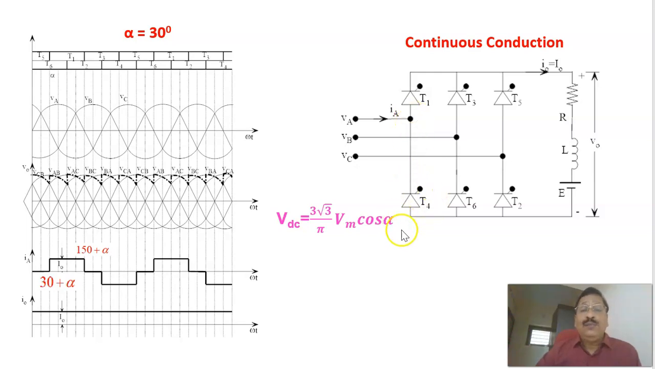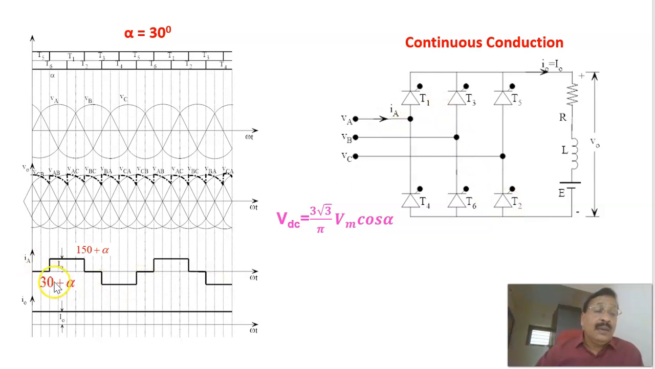And when T4 is conducting, other than T1, the current flow becomes opposite. During this duration, you can see that when T4 conducts, the source current will be in the opposite direction. The same magnitude of current, but it will be minus I naught. That is why you are getting minus I naught.